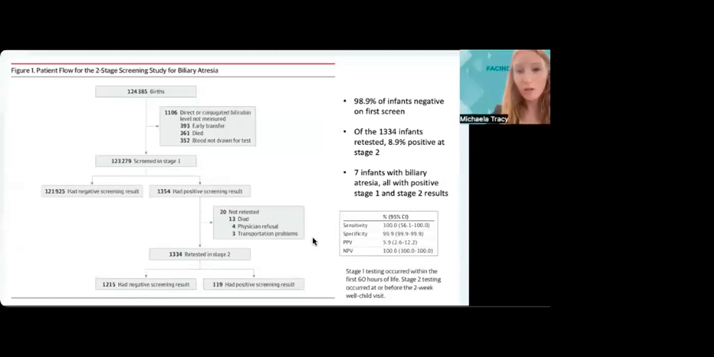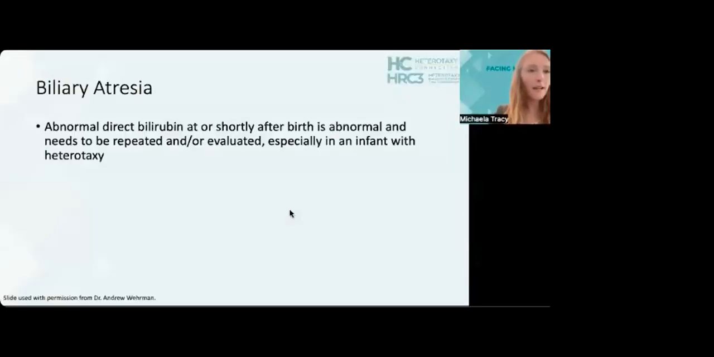Important to note, all patients with biliary atresia here had positive stage 1 and stage 2 results, which leads to, as you'll see, very high sensitivity, very high specificity, and very high negative predictive value, but unfortunately very low positive predictive value because you end up with 7 out of the 125,000. But we're thinking about cost-benefit analysis considering how progressive and high mortality this disease is. And so biliary atresia, just our quick conclusion on that, is that any abnormal direct bilirubin at birth or shortly after birth is abnormal and needs to be repeated and evaluated, especially in infants with heterotaxy.